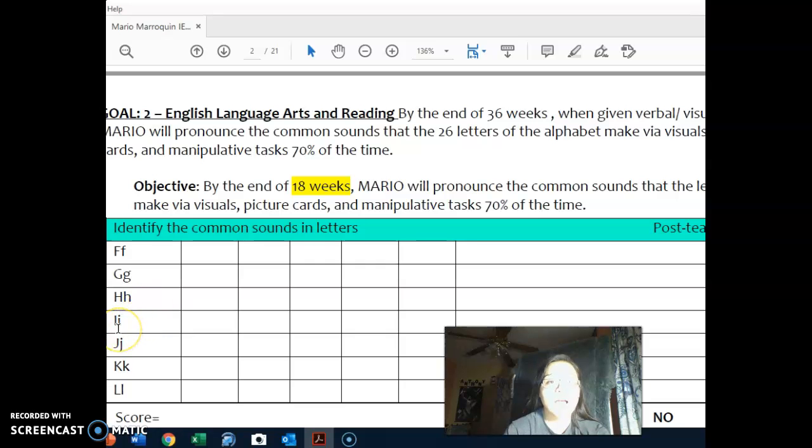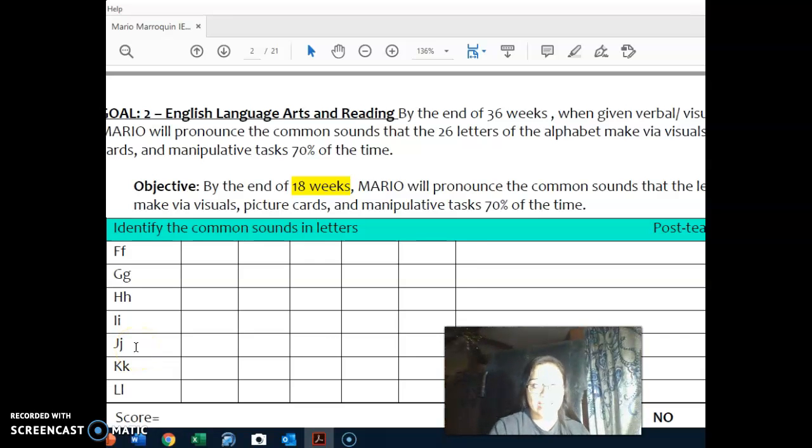This is the letter I and it makes the sound E. This is the letter J and it makes the sound J. This is the letter K and it makes the sound K. This is the letter L and it makes the sound L.